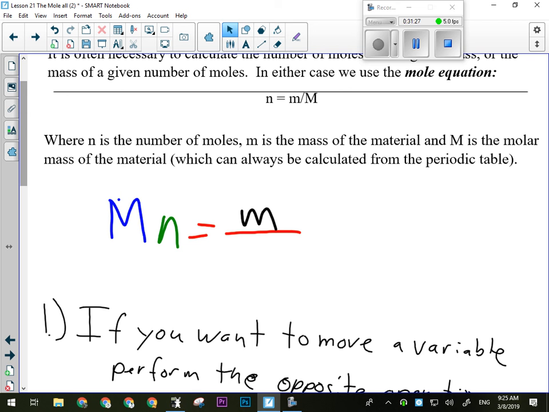Why won't we ever have to solve for big M using this equation? Because you have it, right? You'll always use the periodic table to get it. You're never going to have to use the mole equation to solve for big M. You're either going to solve for n or you're going to solve for little m, and that's it. So nothing to be intimidated by.